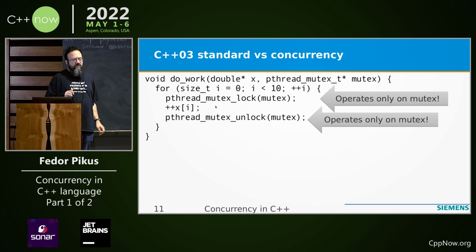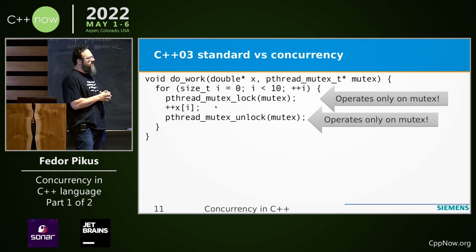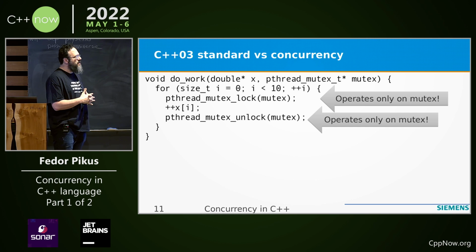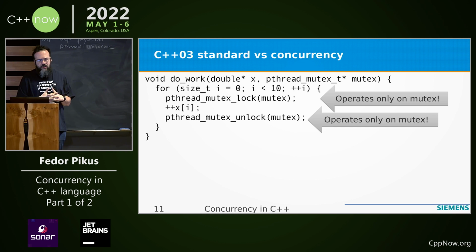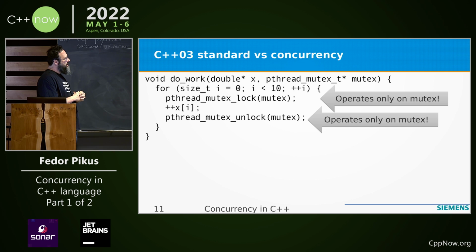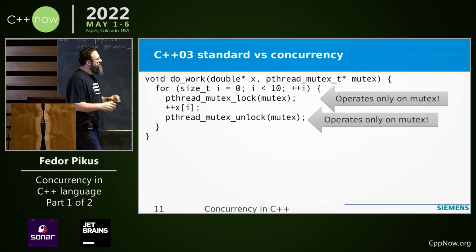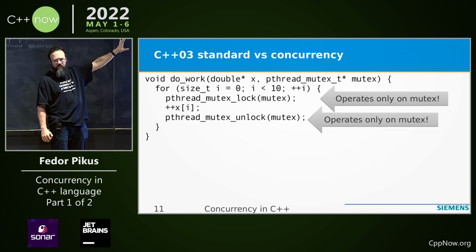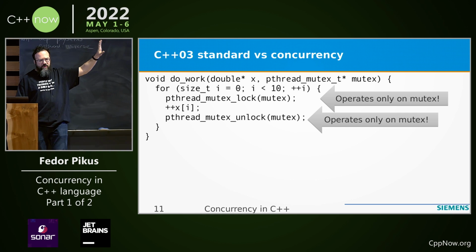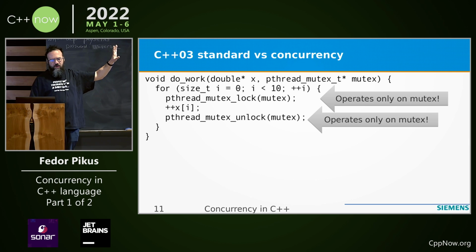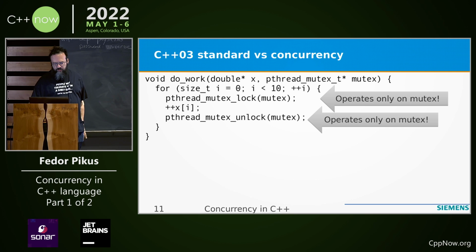Now, let's look at it the way a C++ compiler looks at it. We only know the C++ standard from this point forward. We don't know anything else. We clearly notice that the pthread mutex lock operates only on mutex. Let's assume that somehow the compiler either knows that X is not global, or it can see the implementation of pthread mutex lock and it knows that X is not involved anywhere in that implementation. Let's assume that the compiler can deduce that there is no aliasing, that really pthread mutex lock operates only on mutex. And the same for unlock.